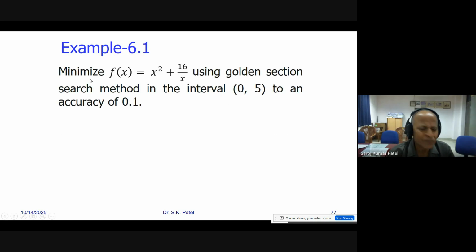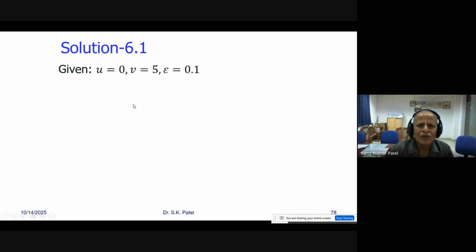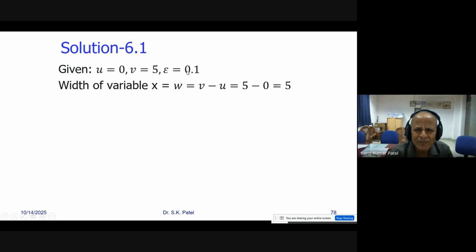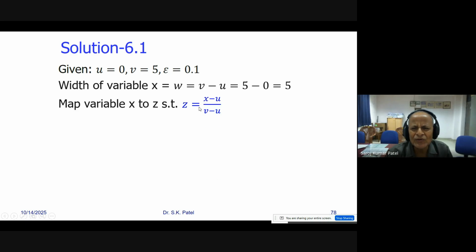Let us solve an example. Minimize f(x) is equal to x square plus 16 by x using the golden section method, where the initial interval is 0 to 5 and desired accuracy is 0.1. So the given data is: U is equal to 0, lower bound, V is equal to 5, upper bound, and epsilon, the desired accuracy, is 0.1. So the width of the interval will be V minus U, that is 5 minus 0, equal to 5. This is the width for x. We will convert it to z. So z is equal to x minus u divided by v minus u. This is the expression.